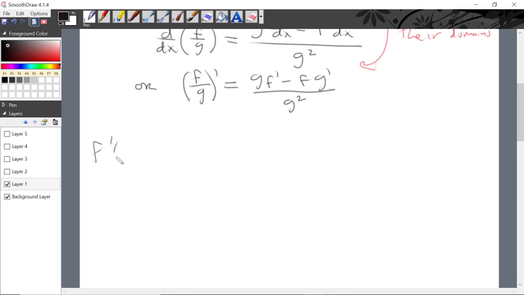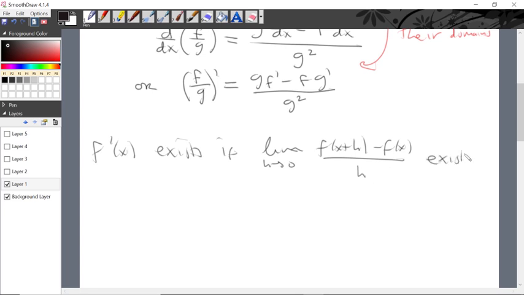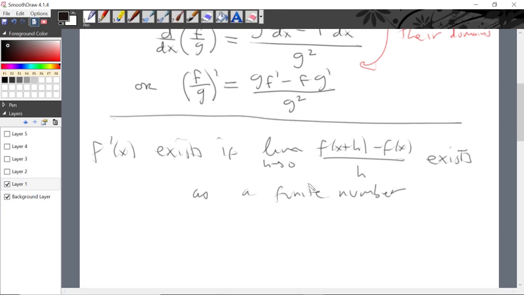Well, f prime of x, for instance, exists wherever the limit as h approaches 0 of f of x plus h minus f of x over h exists, and exists meaning as a finite number, right? Because if this were to equal infinity or negative infinity, we would say that the derivative does not exist, because we would have a vertical tangent. So this is what it means for that to exist.